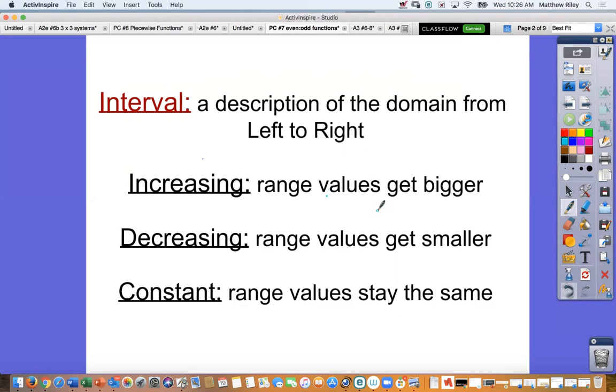Remember, increasing, just like the stock market, if I have something that from left to right is going up, it's increasing. If I have it from left to right going down, it's decreasing. If it's going straight across, it's constant.